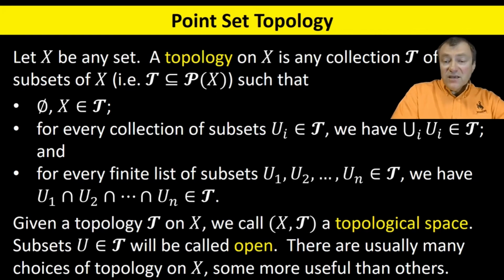In these cases, our choice of topology will be what we call the standard topology, where open sets in the reals, for example, will be the unions of open intervals. If X is a subset of the reals, just intersect X with the open sets of the reals to get the open sets of X. More on that later.